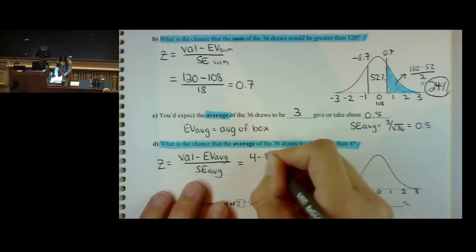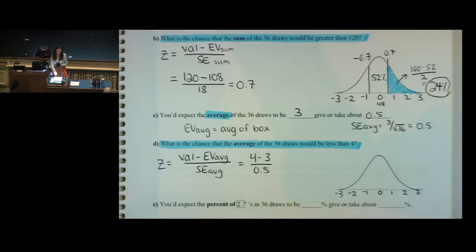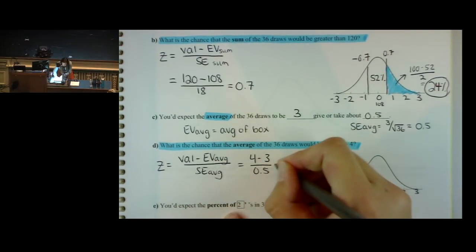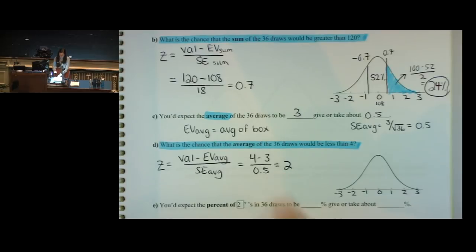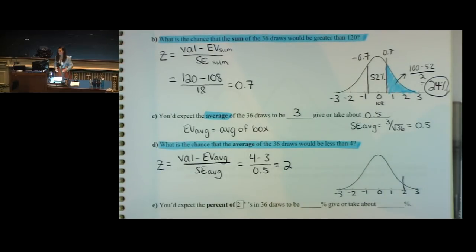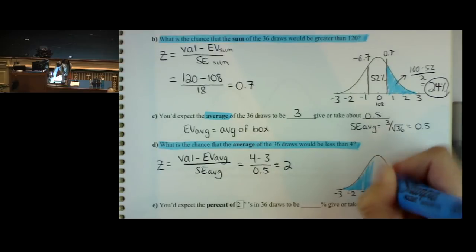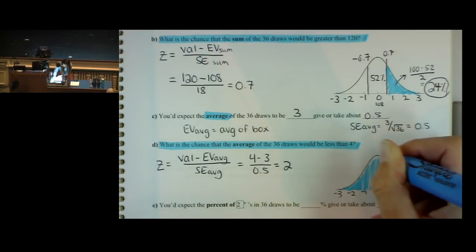So I have 4 minus 3 divided by 0.5. So expected value and standard error. And that gives me, let's see, 1 divided by 0.5 is 2. So if you draw 36 times and your average is 4, you are 2 standard errors above the expected value. And so the question asks, what's the chance that the average will be less than 4? So I want to make sure to shade all of this area to the left.